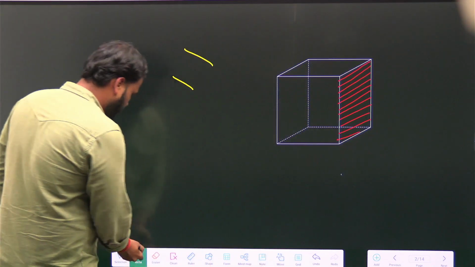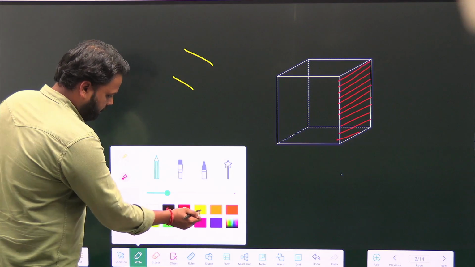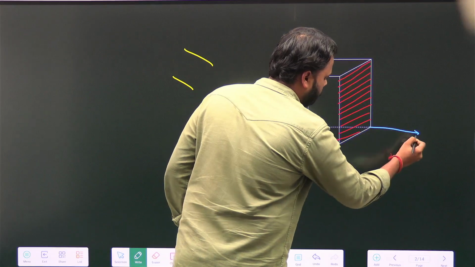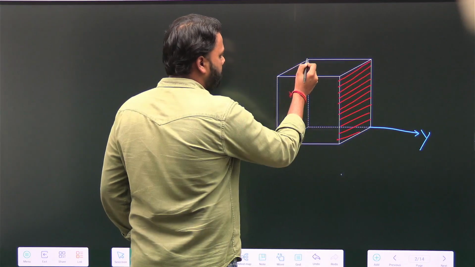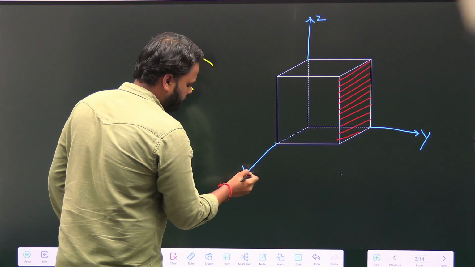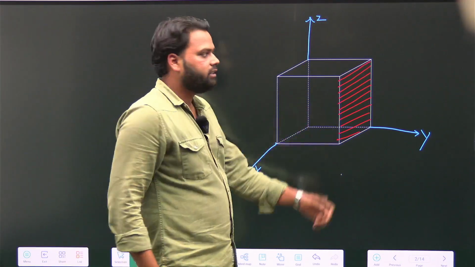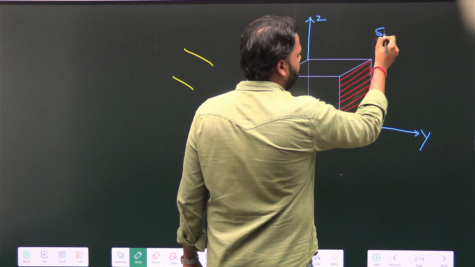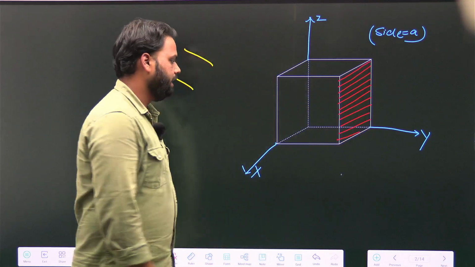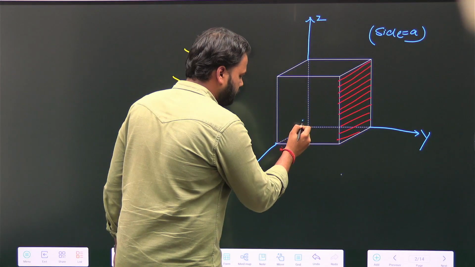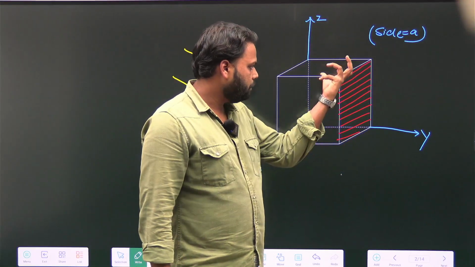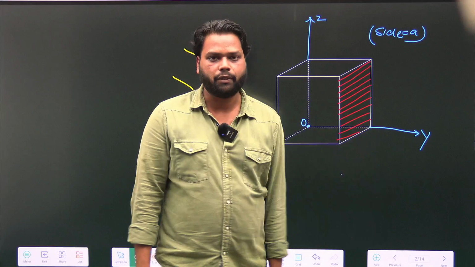Now I am denoting this as the Y axis. This is your Z axis and this is your X axis. Okay? And let's suppose the side of the cube is A. Side of the cube is A. And let's suppose this is our origin. First of all, tell me the Miller indices of this plane.